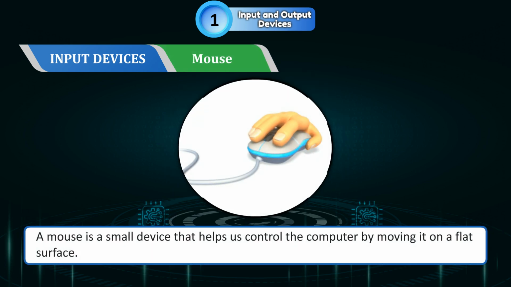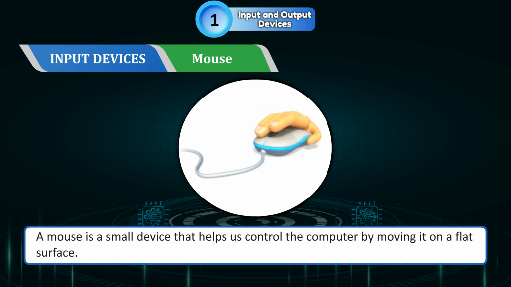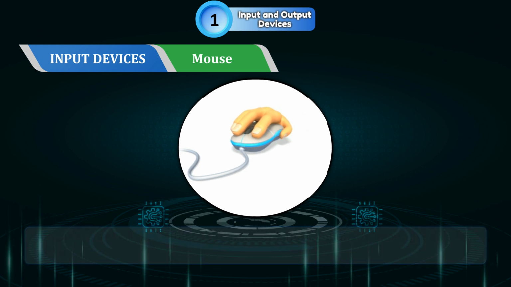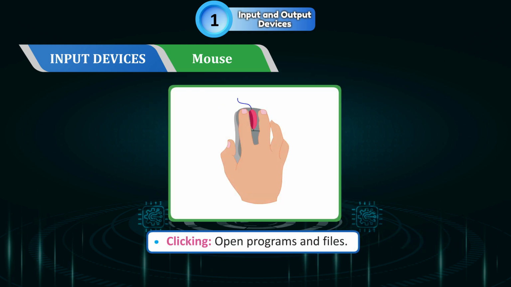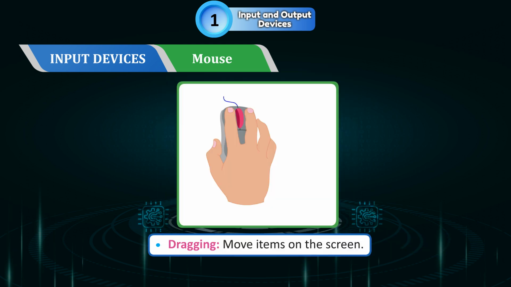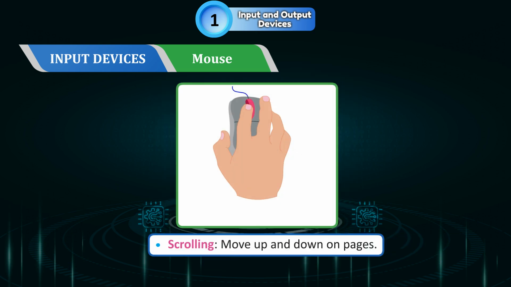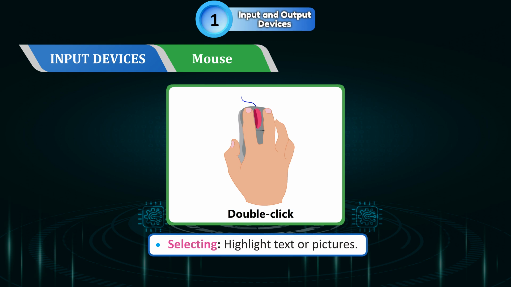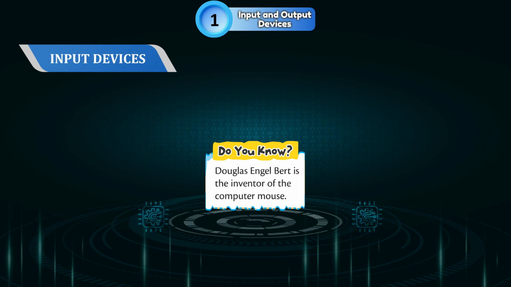Mouse. A mouse is a small device that helps us control the computer by moving it on a flat surface. Uses of a mouse. Clicking: open programs and files. Dragging: move items on the screen. Scrolling: move up and down on pages. Selecting: highlight text or pictures. Do you know? Douglas Engelbart is the inventor of the computer mouse.